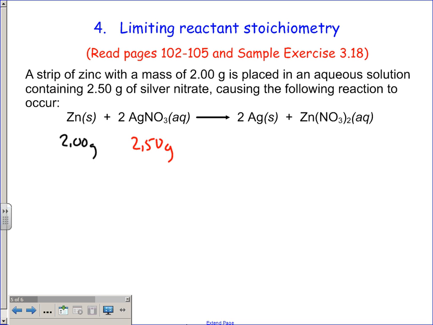When we do stoichiometry, we're pretending if we use up all of this, if we make all of this, how much did we need or how much did we make? Well, one of these two numbers is a meaningless number. We either don't use up all the zinc or we don't use up all the silver nitrate. And just from the numbers, you can't tell which it is. So you have to have a plan of attack to do this.